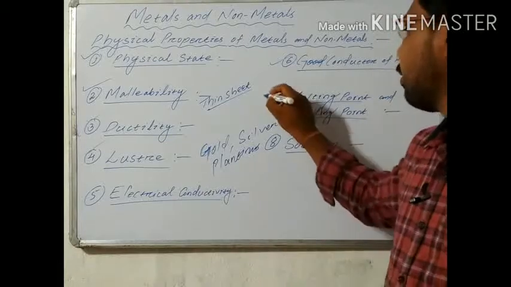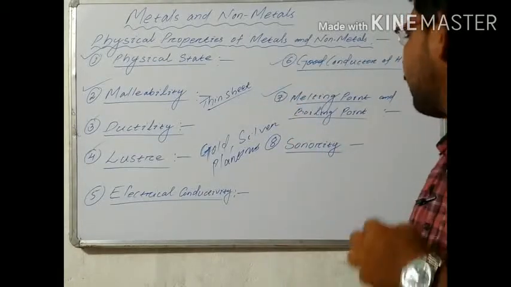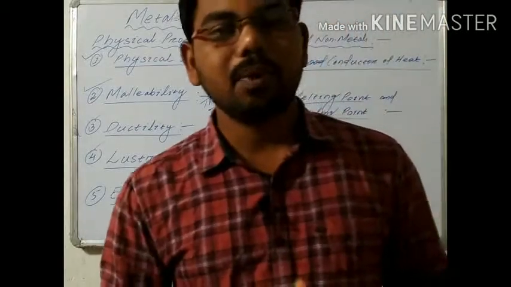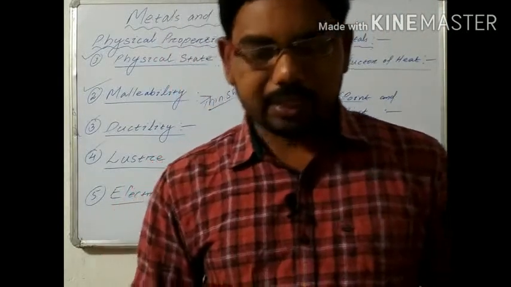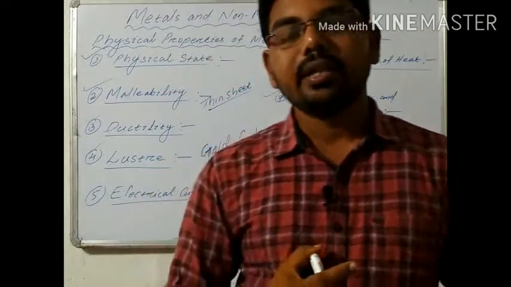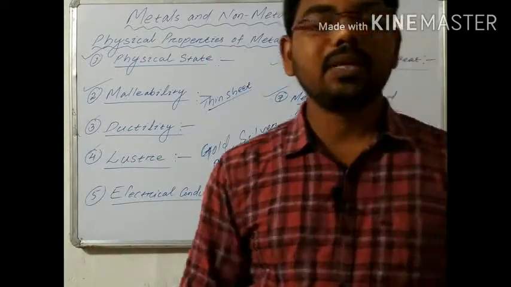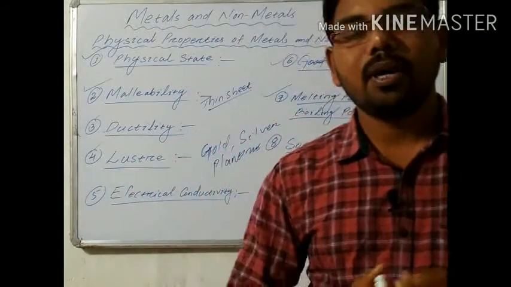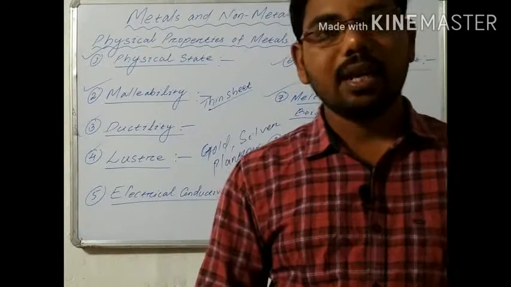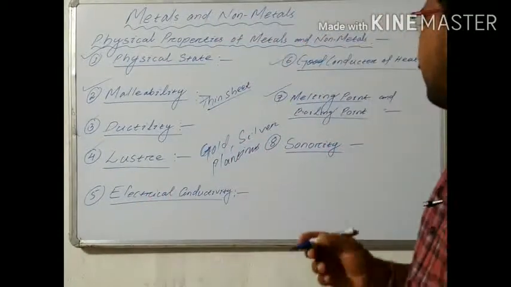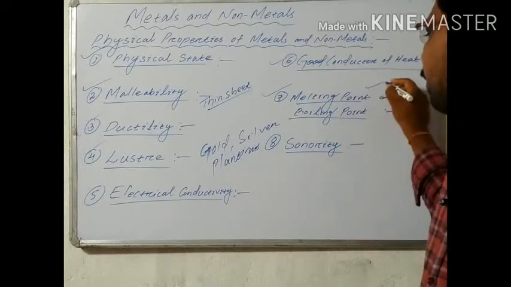Next properties are the melting point and boiling point. This is the most important property, melting point and boiling point. Mainly the metals are hard solids, and the molecules of the metals are very closely packed. That's why the melting point and boiling point of metals are high. Most of the metals have high melting and boiling points.